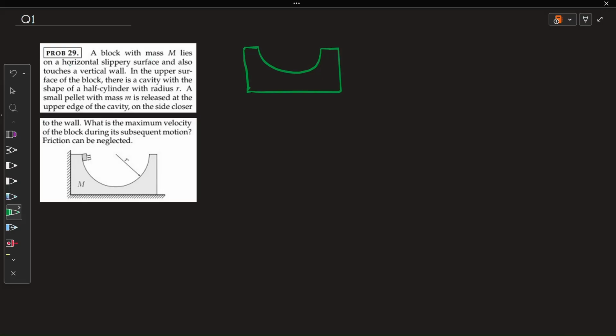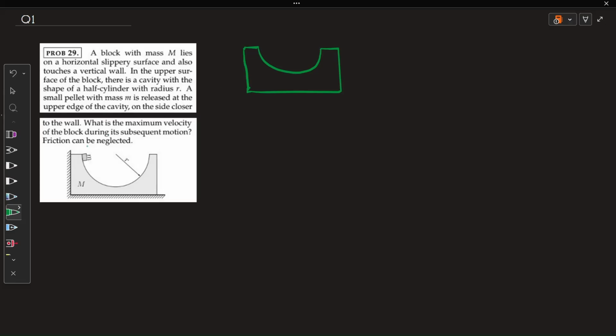First question. A block with mass M lies on a horizontal slippery surface and also touches a vertical wall. In the upper surface of the block, there is a cavity with the shape of a half cylinder with radius r. A small pellet with mass m is released at the upper edge of the cavity on the side closer to the wall. What is the maximum velocity of the block during its subsequent motion?